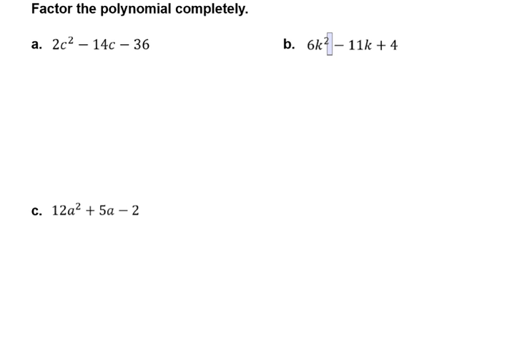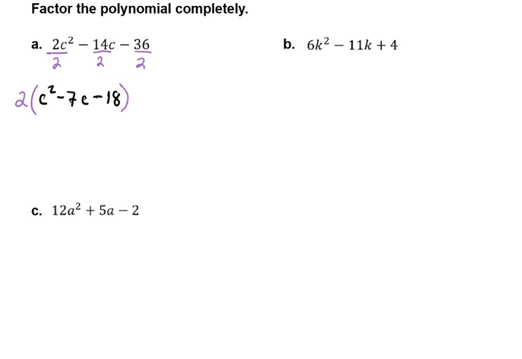The first thing we want to check is if there's a greatest common factor that all three terms have in common that we can remove. We see that they're all even numbers, which tells us that we can take out the number 2. Let me just use a different color really quick. So we're going to pull the number 2 out, and that's going to leave us with c squared minus 7c minus 18.